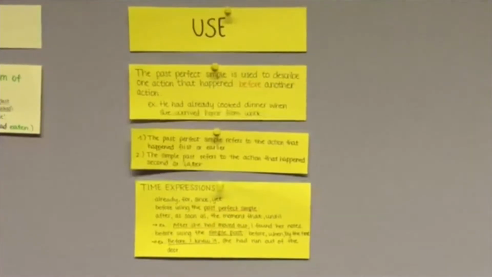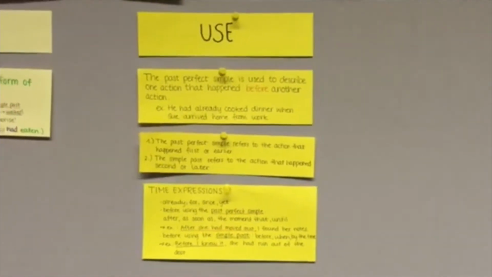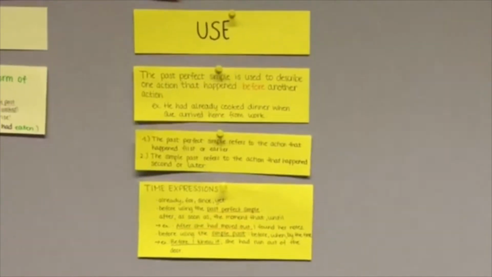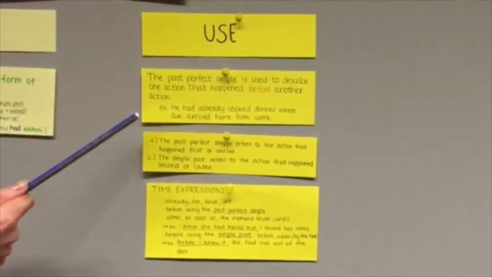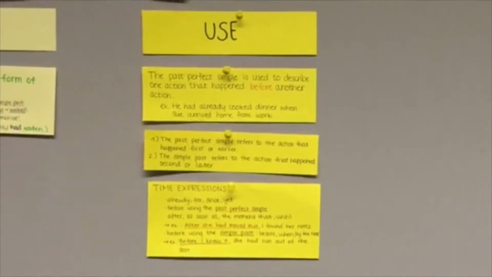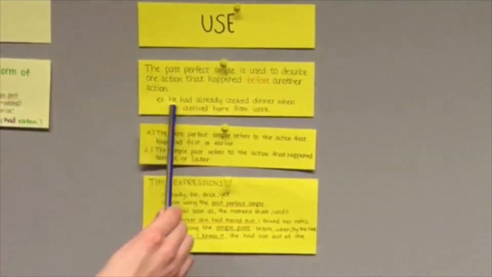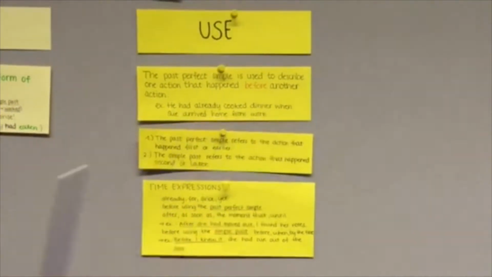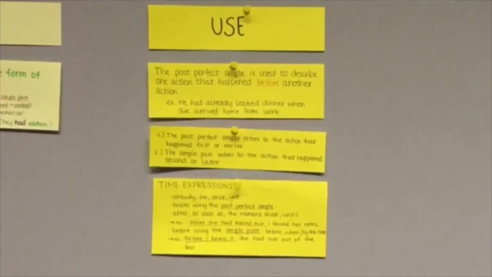The past perfect simple is used to describe one action that happened before another action. For example, he had already cooked dinner when Sue arrived home from work. In this sentence, you can see that there are two parts. First, you have the past perfect simple that refers to the action that happened first or earlier. And then you have the simple past that refers to the action that happened second or later.